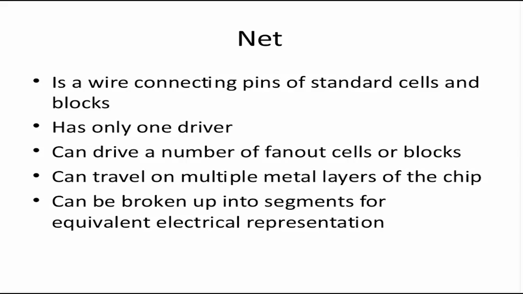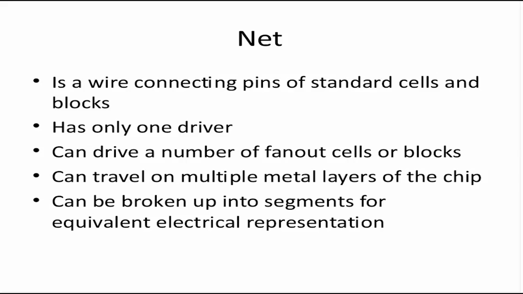Now this segmentation can happen in a number of ways. I am talking about physical segmentation. Logically, it will be just one net. There's only one logical net from driver to 4 fan out receivers. But physically, the segmentation can happen at a number of points. It depends on the routing, on the timing constraints, and so on. And then the net can travel on multiple metal layers of the chip.